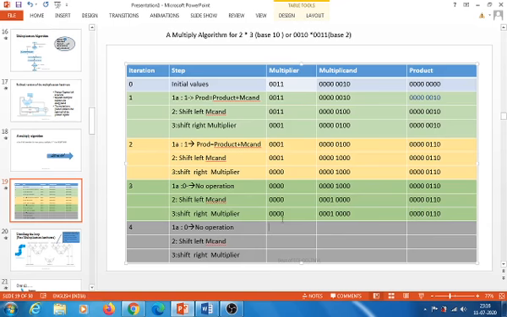So now again it checks for the iteration whether it is the fourth. If not, it checks the multiplier. So what is the multiplier here? It is 0.